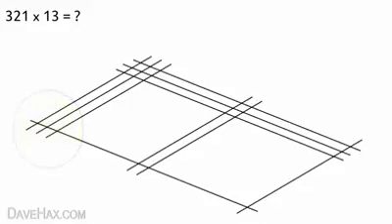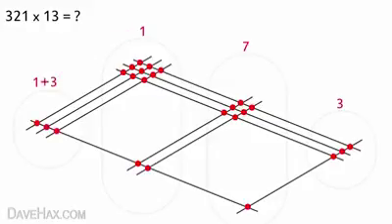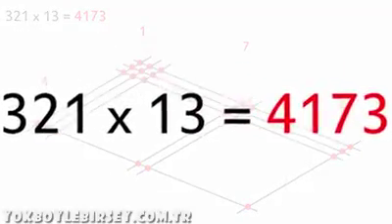This time, as you can see, there'll actually be 4 zones. Then starting from the right again, we'll count out the dots. 3, 1 at the bottom, 2, 3, 4, 5, 6, 7. Then 1, 2, 3, 4, 5, 6, 7, 8, 9, 10, 11. So again, we leave the last digit there, carry the first digit over to the next zone, and add it to the dots. 1, 2, 3 plus 1 gives us 4. 4, 1, 7, 3. So our answer, 321 times 13, is 4,173.